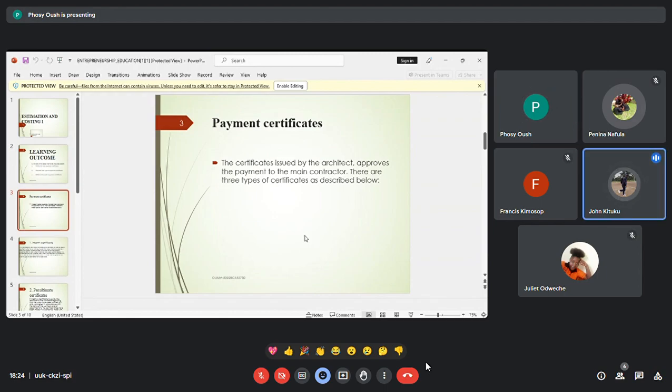It's a certificate issued by the architect and approves the payment to the main contractor. And they are mainly 3. Okay, thank you for that.